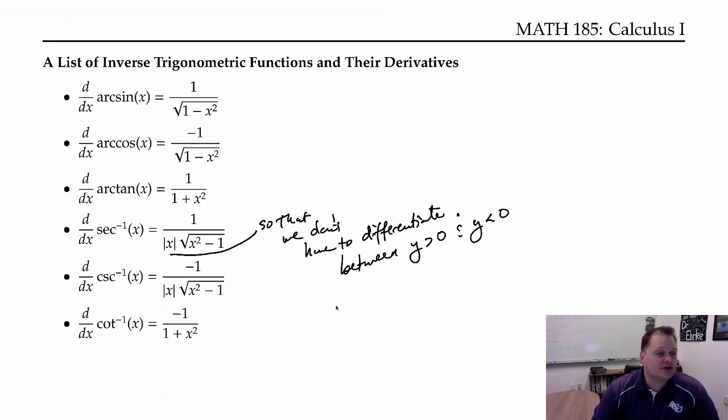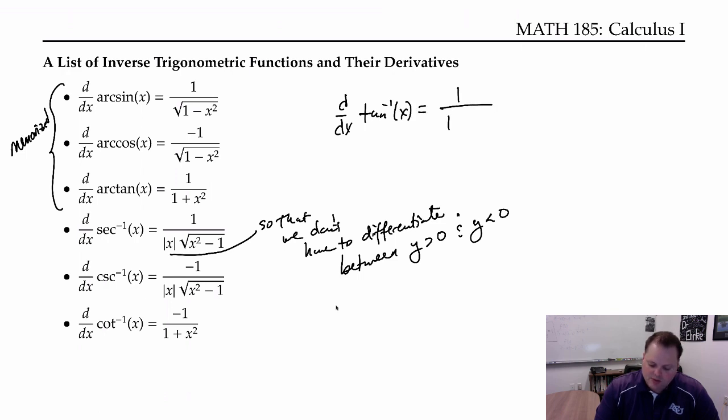Which ones do you need to know? You need to know these 3. These should be memorized, not only for this course, but courses that come after this. In particular, I think the most important one here is inverse tan or arctan. This one pops up a lot. You need to know that formula in particular.